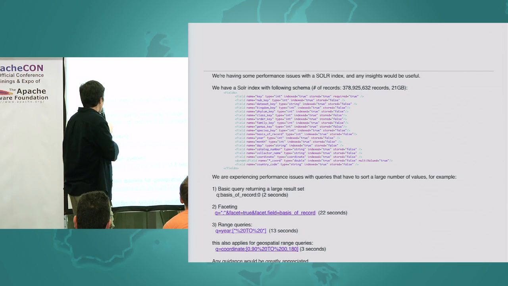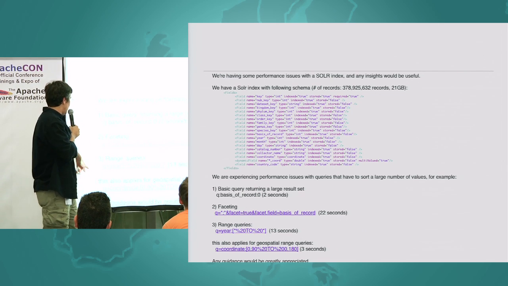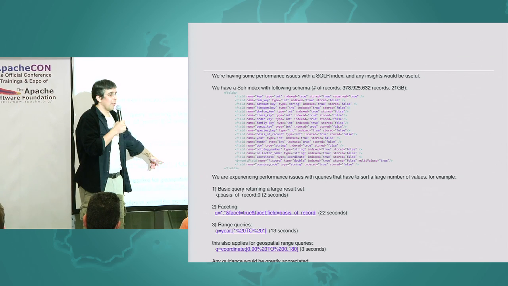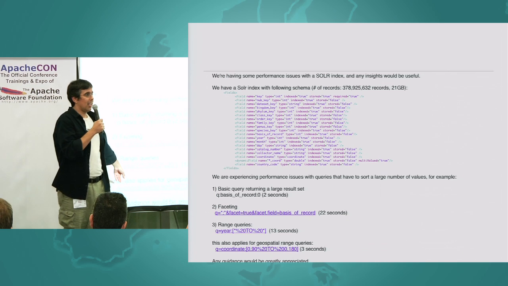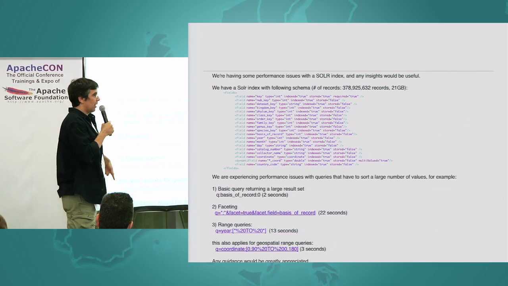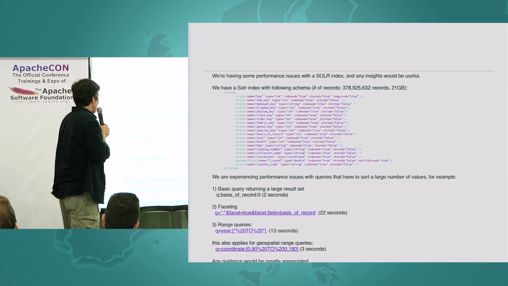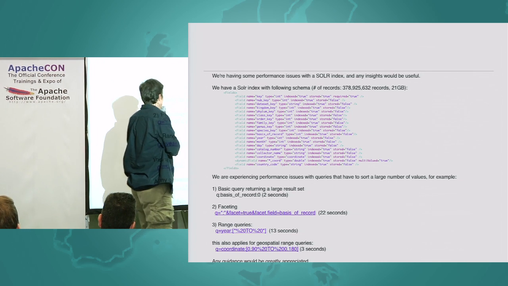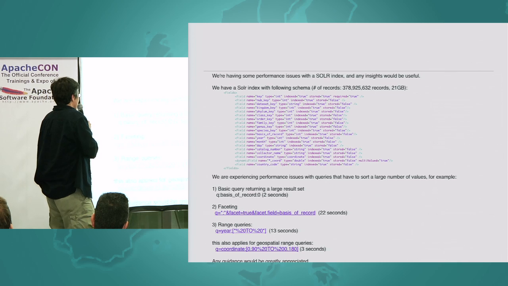So the first thing that jumps out at me is this range query here. This range query is year:[* TO *]. It's URL encoded, but it's basically saying find me all documents that have a value in the year field. For that many documents, it's taking 13 seconds. I don't know, I guess that sounds about right.